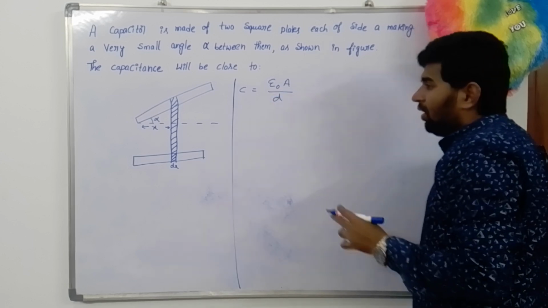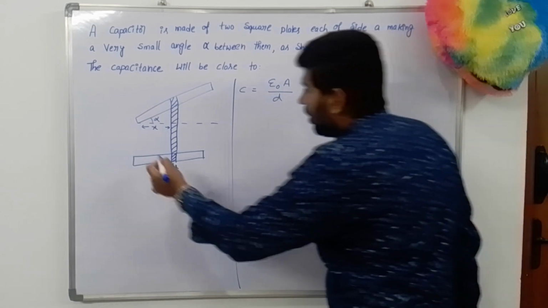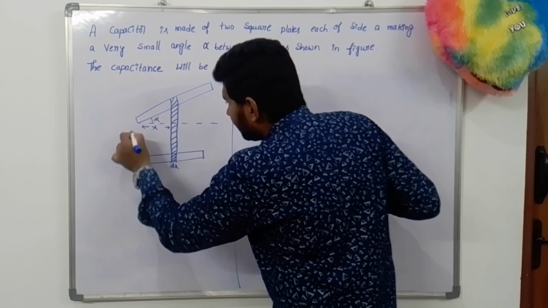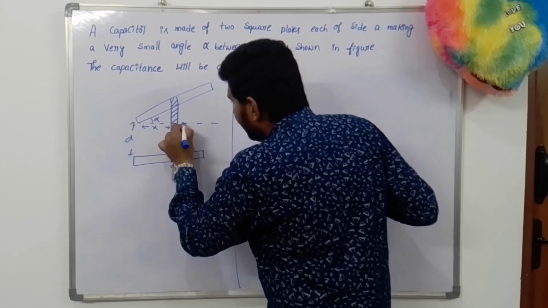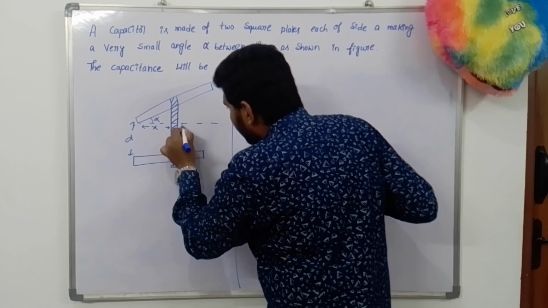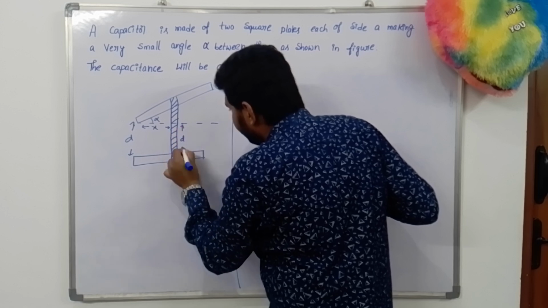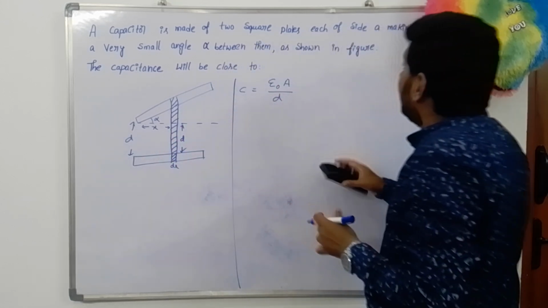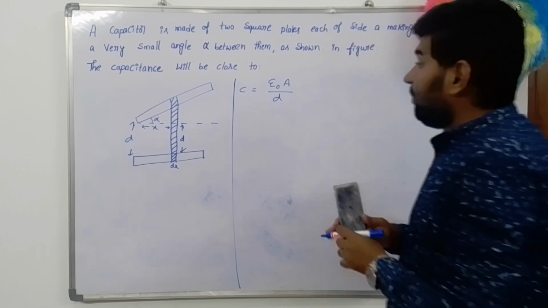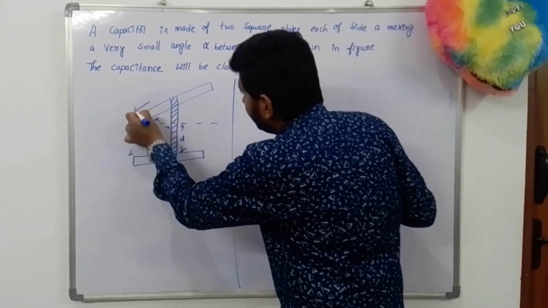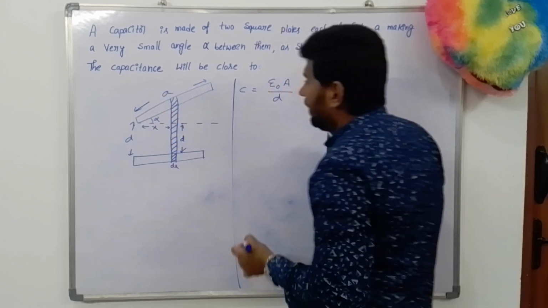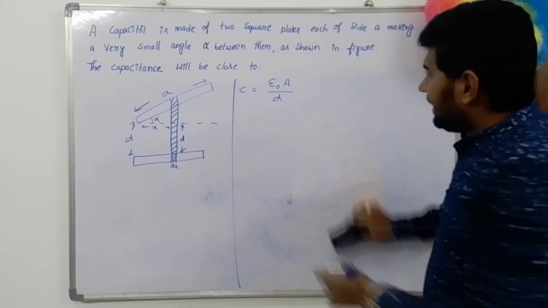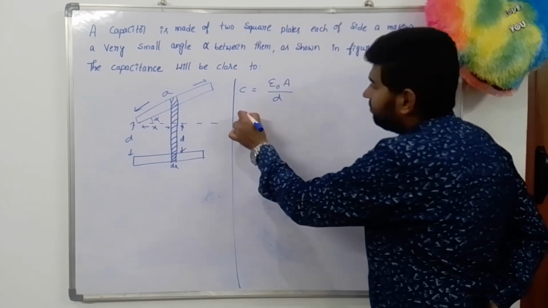Before that, you have to know what is the distance between these two plates. Let us consider the distance between those two plates as D, nothing but here to here. What is the distance here? D. And the plates are each of side A, nothing but here the side length of the plate is A. Now C is equal to epsilon naught.